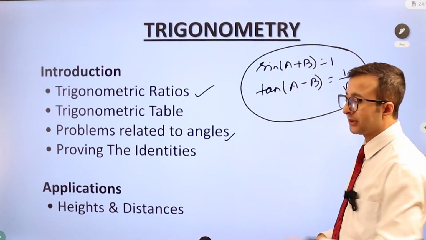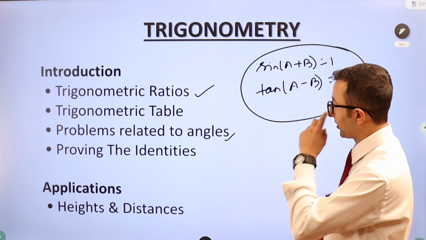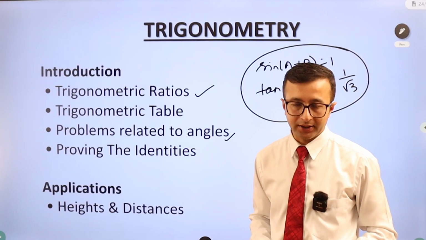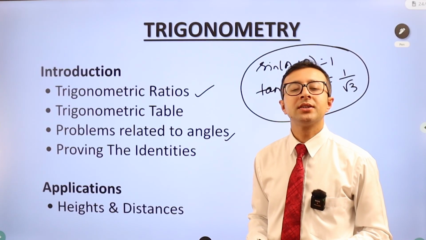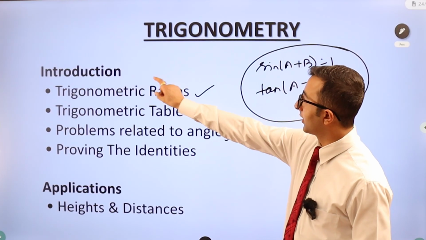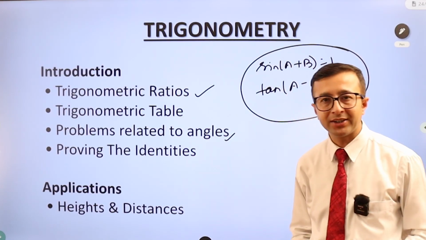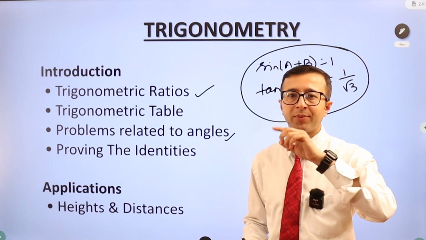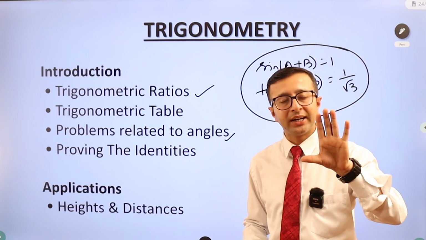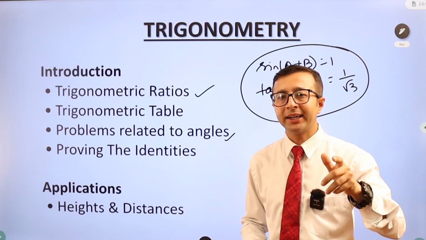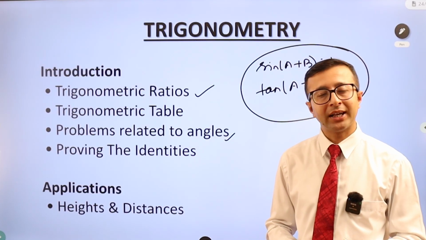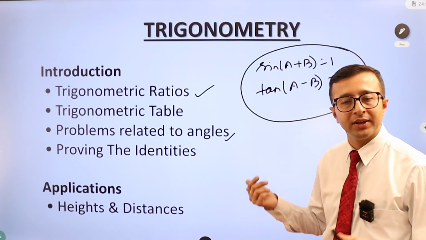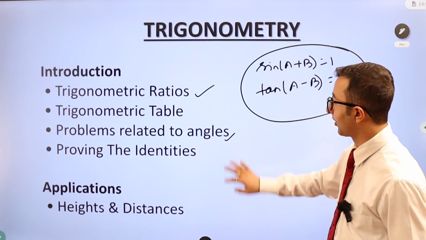This is also one of the most important questions that we have already seen in the previous year. Next is proving the identities. Some identities you are supposed to prove. These are the parts that you have to see from the introduction. And from application, height and distance, two types of problems you need to practice: one related to one right angle triangle, and the second related to two right angle triangles. You will easily score 12 marks from this trigonometry.